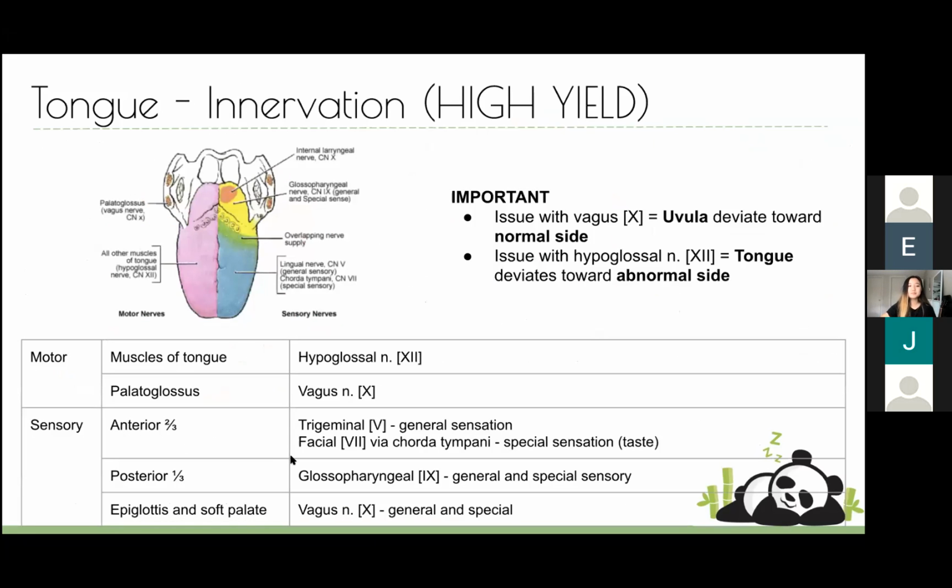Innervation is high yield. All the musculature of the tongue is via the hypoglossal nerve, apart from palatoglossus via the vagus nerve. For sensation of the anterior two-thirds, your trigeminal supplies the general sensation, and your facial nerve via the chorda tympani supplies taste. Posterior one-third, glossopharyngeal does everything in terms of sensation. And then everything else, like the epiglottis and soft palate, is done by the vagus nerve. So the uvula deviates towards the normal side, the tongue deviates toward the abnormal side. Again, just to repeat the important bits.